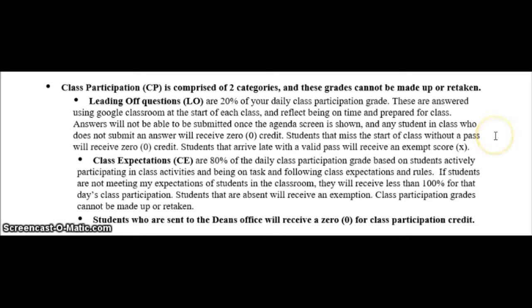Now, if you submit a random answer that has reached time, you will not receive full credit. If you give me an answer of I don't know, you will not receive full credit. I want to be able to see what you know or what you think you know, along with being on time. This is one of the few things in class that has a time limit on it.